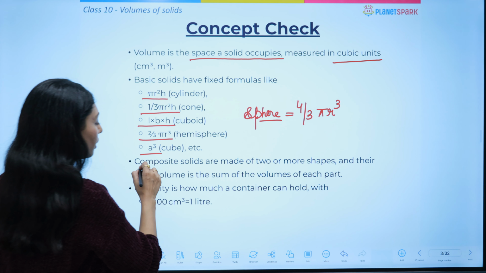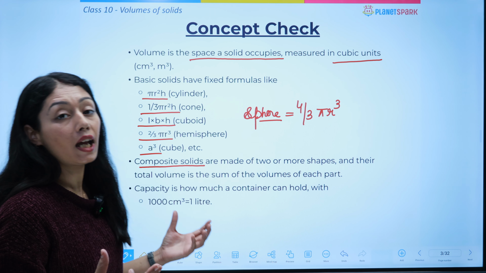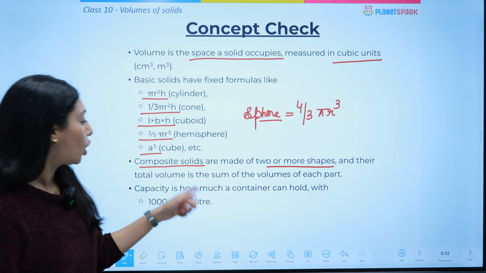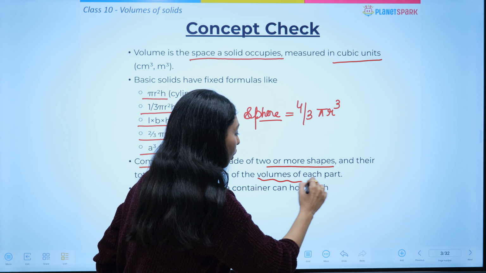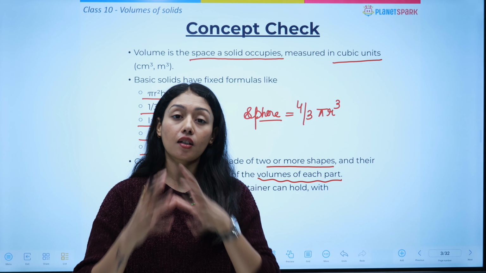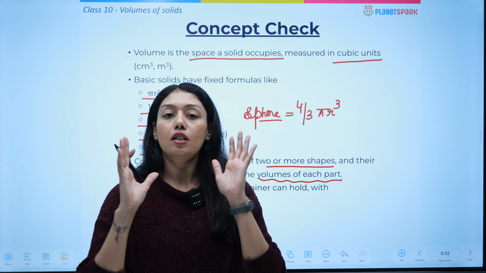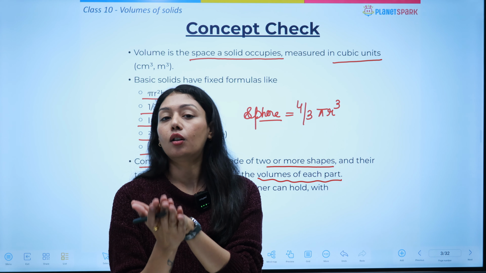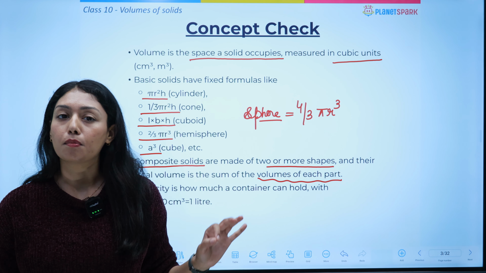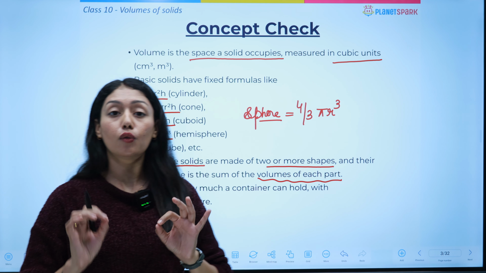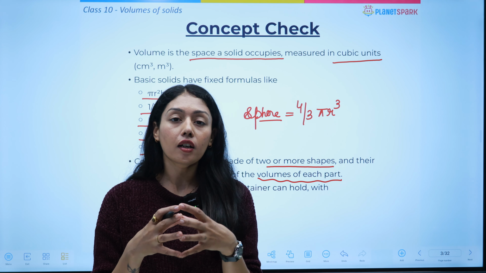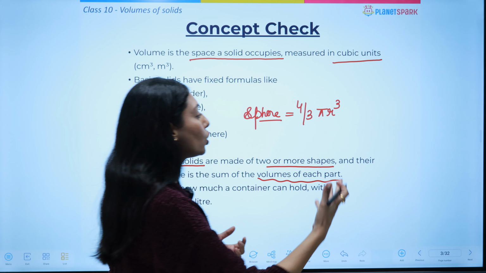In composite solids, or we can say combinations of solids, what do we have? Two or more shapes joined together, and their total volume is the sum of the volumes of each part. When we are combining two or more solids, in case of surface areas, we have to be careful that the surfaces which are sticking to each other or touching each other, we don't have to consider. In the case of volumes it is very simple. We just have to add the individual volumes of these two solids, right? In case they are combined together, or if one solid is carved out of the other.